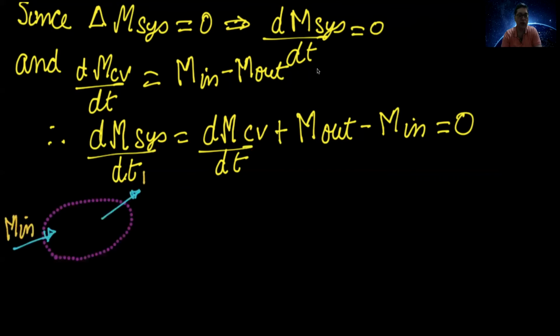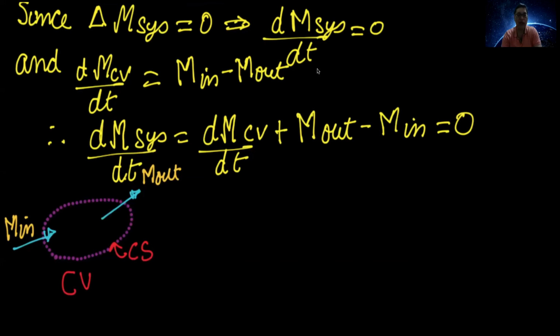So consider a control volume which is shown here. This region is called the control volume, and this is the surface of the control volume, called the control surface. This m_in is the mass flow rate entering the control volume, and this is the mass flow rate leaving the control volume.